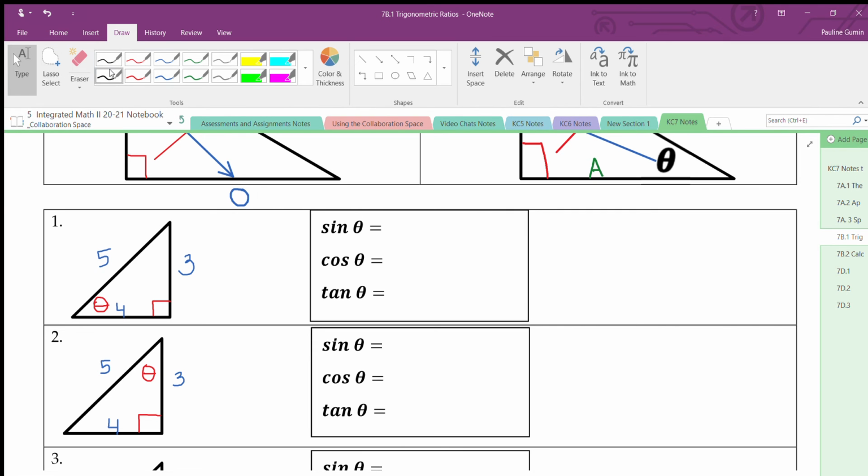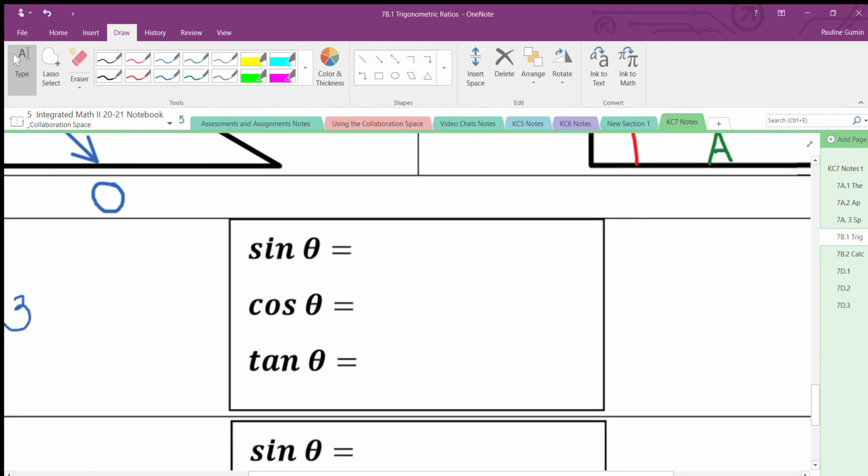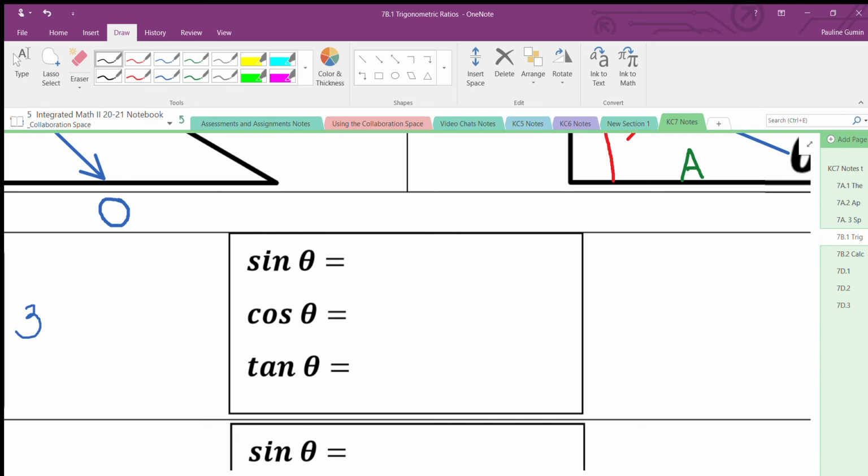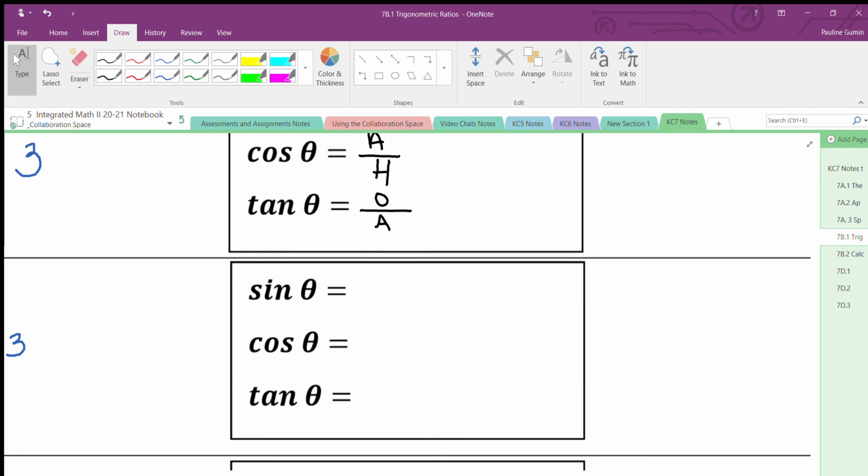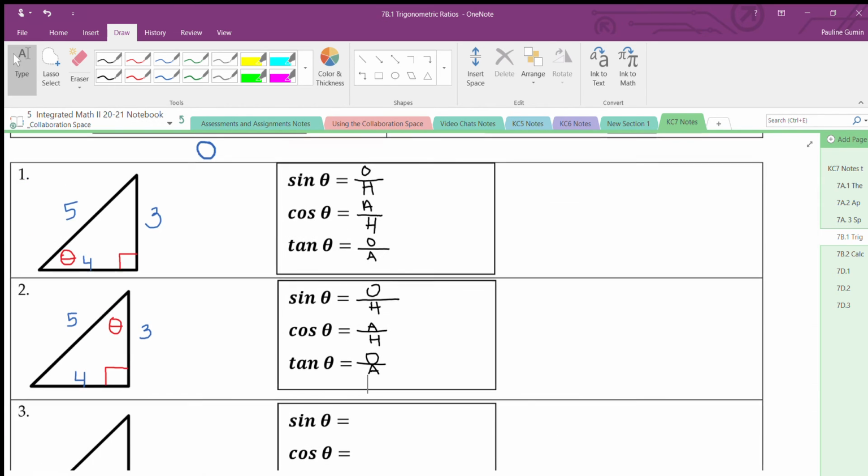Now first I would like to write out my ratios. So SOH CAH TOA. SOH, CAH, TOA. And I guess while I'm at it, I'll do the next one as well. So, whoops, I started writing the C. CAH TOA. Okay, let's do it.